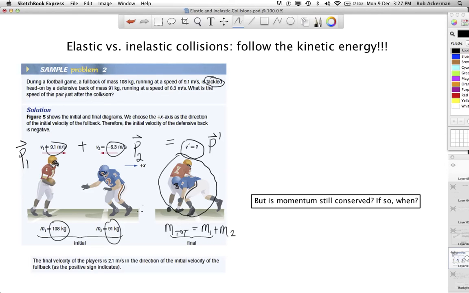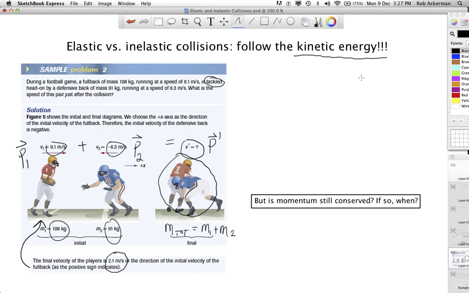What I'd like to do is skip to the bottom and look at their answer. This is all cut and paste out of the textbook. And you see that it says the final velocity of the players is 2.1 meters per second in the direction of the initial velocity of the fullback, and that's this guy over here, the guy who's running with the ball. All right, so assuming you know how to solve this, and if you don't, once again, go back to the previous section and do that. Assuming you know how to solve this, let's do this.